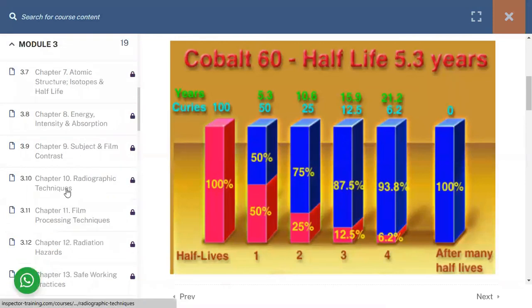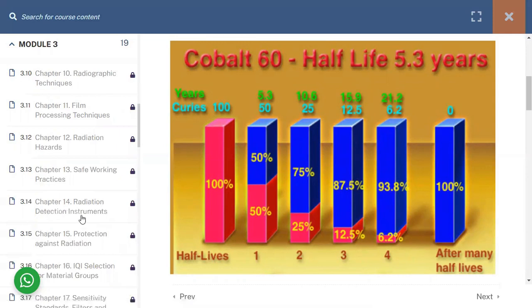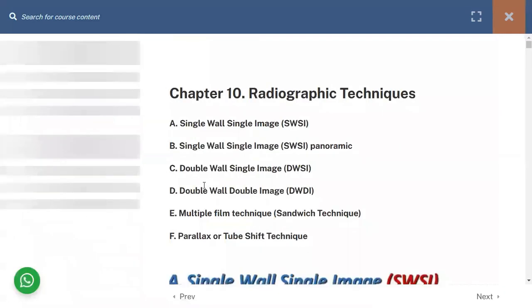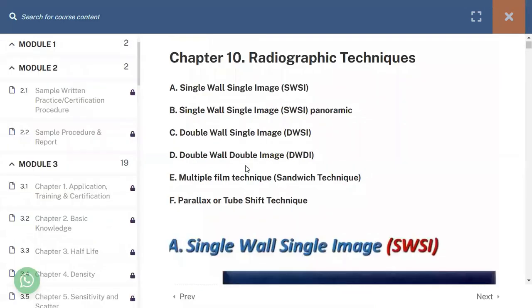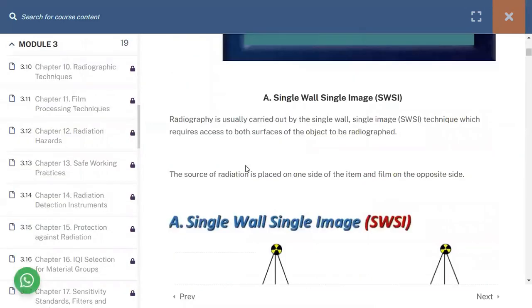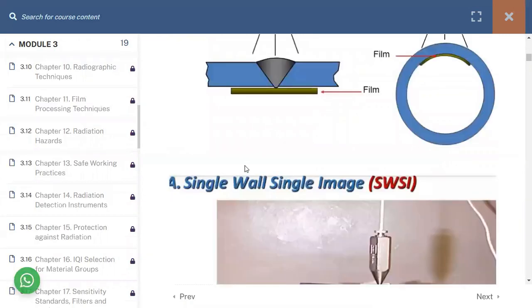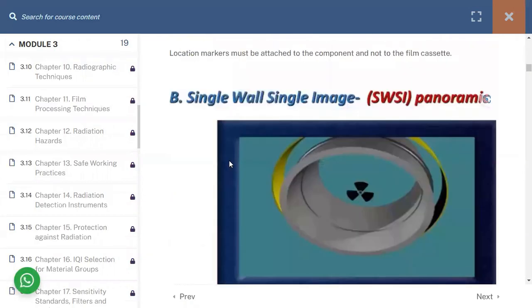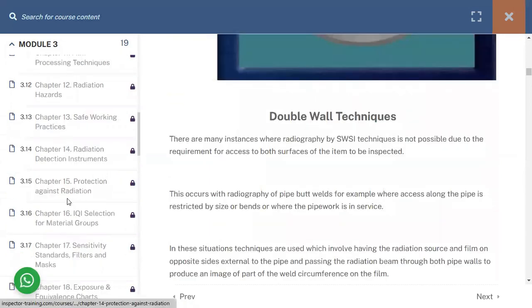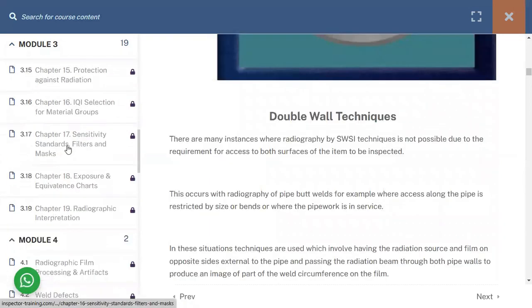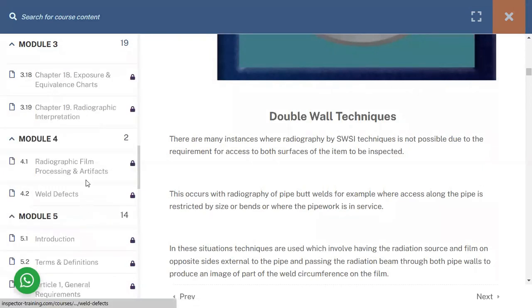And then energy, intensity, absorption, subject and film contrast, radiographic techniques, film processing techniques, radiation hazard, safe working practices, radiation detection instruments. As you can see, this is about radiographic techniques, so single wall, single image, and is another. And it all comes with pictures, pictorials, and plus videos. And then we go through sensitivity, I&II, exposure, and interpretation, finally.